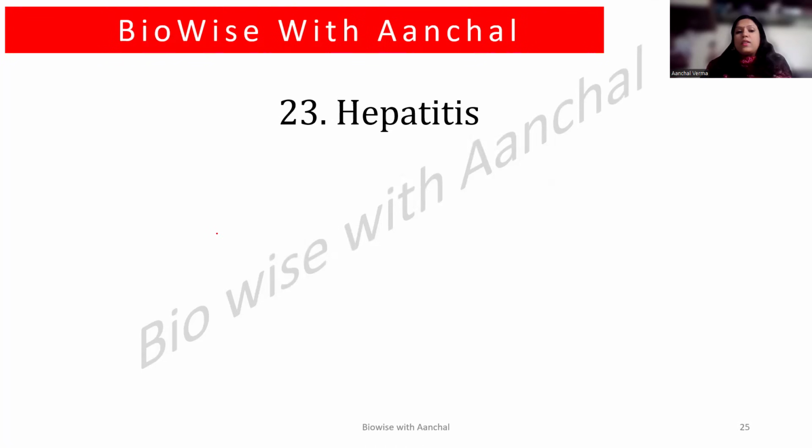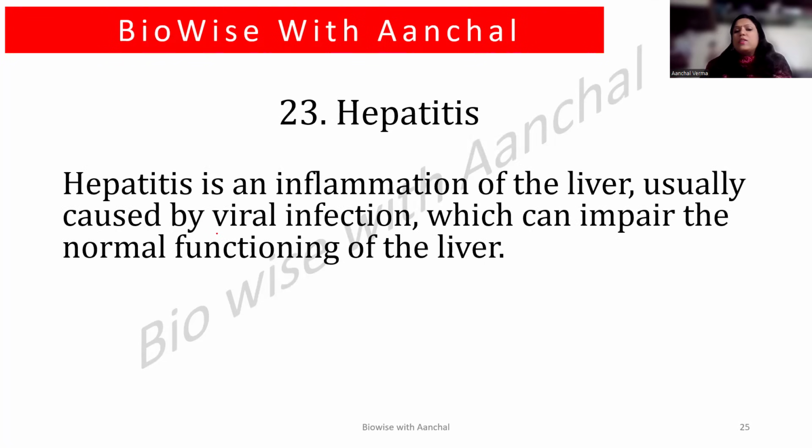Next one is hepatitis. Now, children, hepatitis, jaundice, these diseases I have mentioned here are not directly in the lesson, but because of these diseases, bile pigment starts getting released in the urine. So these words are mentioned in the excretory system chapter.